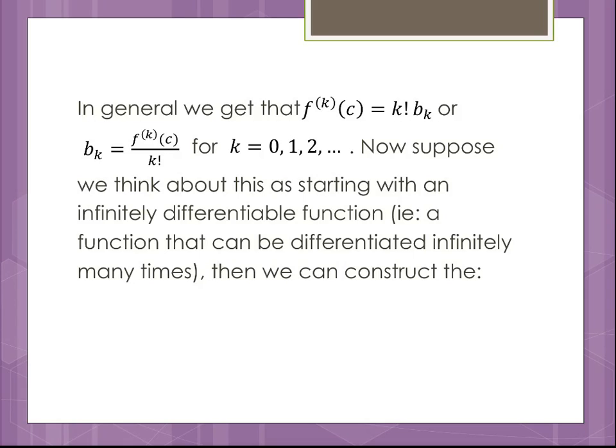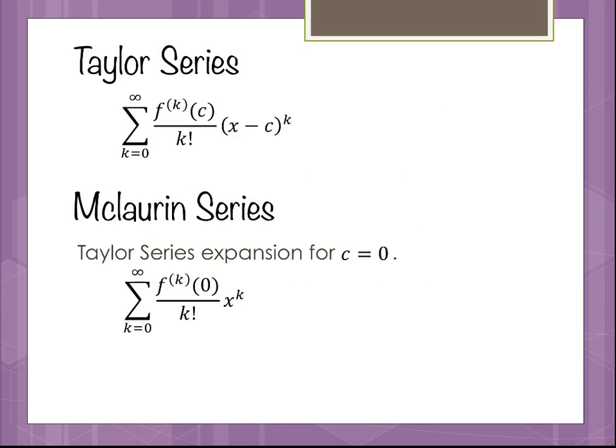And lo and behold, there's that language that I talked about just a minute ago that says, now suppose we think about this starting with an infinitely differentiable function, i.e. a function that can be differentiated infinitely many times, like sine, cosine, or natural log of x, or e to the x. Transcendental functions, right? If we're working like that, then we can construct the Taylor series. So the Taylor series is exactly the summation from k equals 0 to infinity of the kth derivative evaluated at c divided by k factorial times the x minus c to the k. This is a power series, right? X minus c to the k.